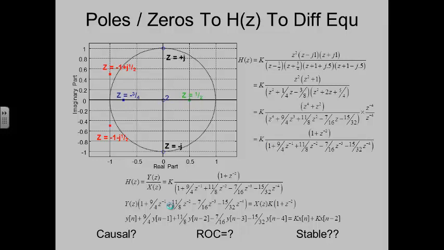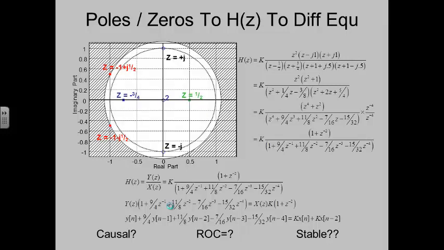It's okay, causal. Therefore, where is the region of convergence of this system? Outside of which color poles? Which color poles are going to define the edge of the region of convergence? Red. So the region of convergence goes like that.